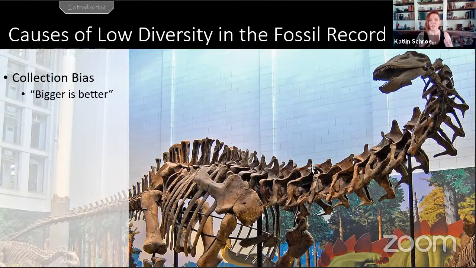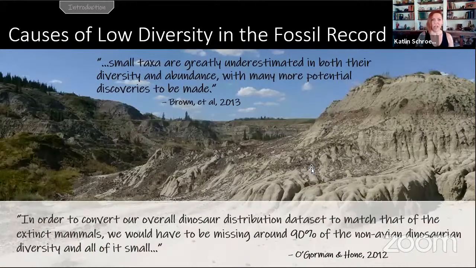So between these two things, we have a dual problem, right? We have the issue that bigger dinosaurs are more likely to have been preserved in the first place, and they're more likely to have been collected. So that's some compelling evidence for why we might see this body size distribution in dinosaurs, right? But there's a problem with ascribing the entirety of dinosaurs' weird body size distribution to taphonomy.